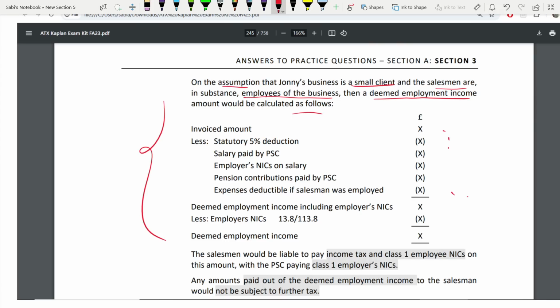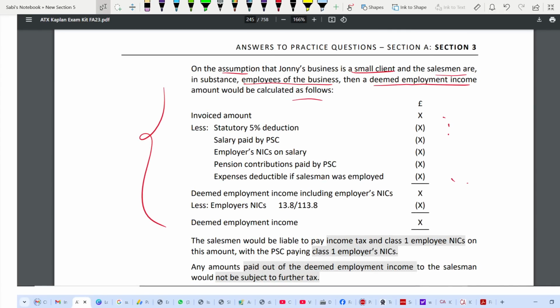This pro forma, I've done it in my ATX lectures. Go under my PSC lecture. Okay. So this is something you need to memorize. We start with invoice amount. Compulsory deduct the statutory 5% deduction. Salary paid by PSC, employers NIC on salary, pension contribution paid by PSC, expenses deductible if salesmen were employed. All these are deductions. Get the employment income.